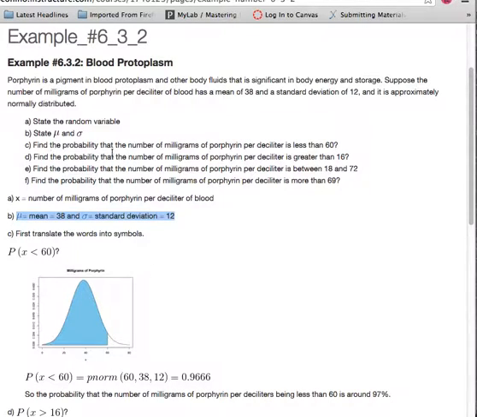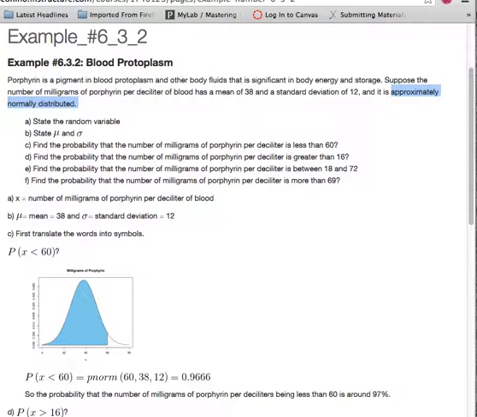And then it asks us to find the probability that the number of milligrams of porphyrin per deciliter is less than 60. So we're going to translate that into symbols. The probability that the number of, so the number of was x, so we have the probability that x is less than 60. Alright, we do know it's a normal distribution because we were told it was approximately normally distributed in the problem. You have to be told that on these problems. So we're looking for the probability that x is less than 60.